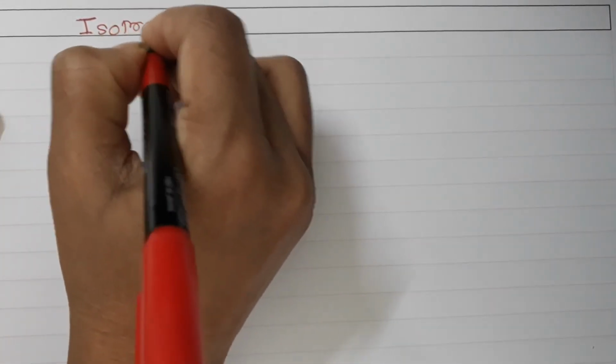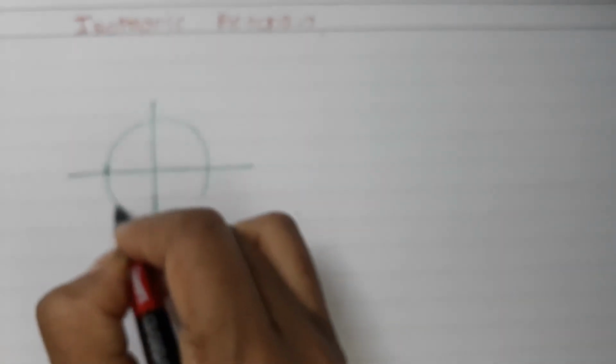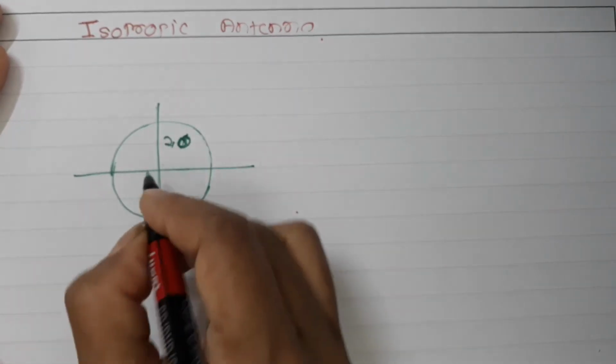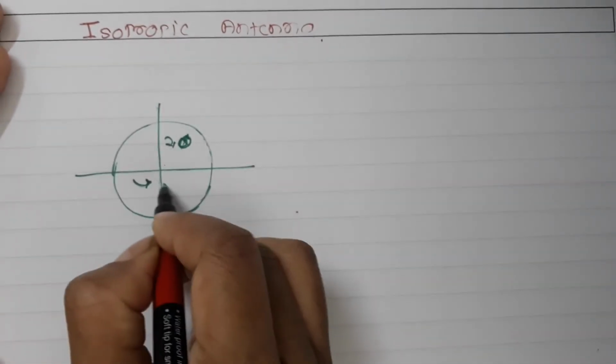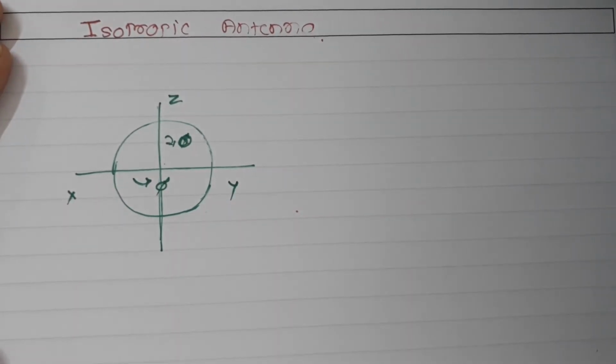So we'll start with the isotropic antenna and we'll see some of the basics of the isotropic antenna. Otherwise we can say this is the revision. If I'm talking about the isotropic antenna or isotropic source, the isotropic source is nothing but the source which equally radiates in all the directions. So if I talk about the radiation pattern here, the radiation pattern is nothing but this one. This is theta, and this particular angle is nothing but phi. Okay, z, y, x. So this is the radiation pattern of an isotropic antenna.